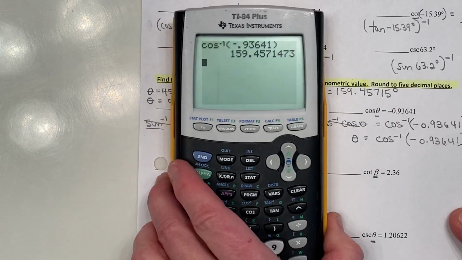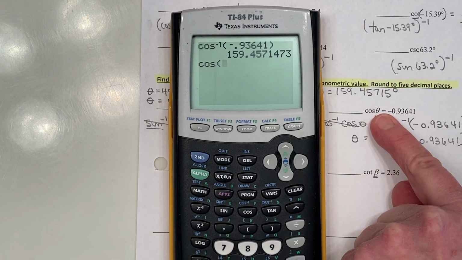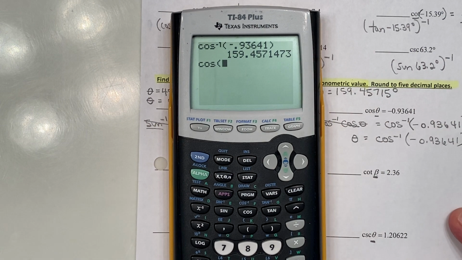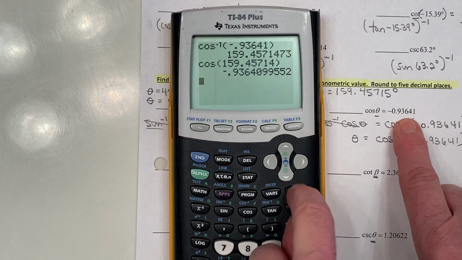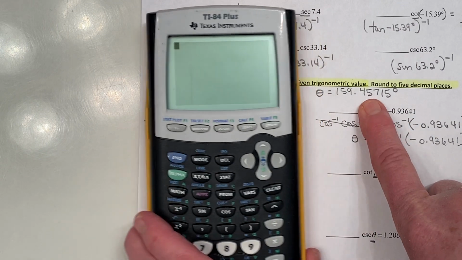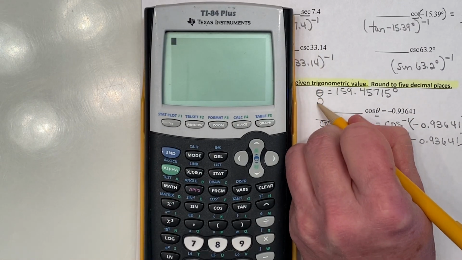I could check it real quick by hitting cosine. If theta was this angle measure, I could check it real quick. I'd probably go back up and pull the answer down. That would have been probably smart. Oh well. I'm in degree mode. Yes, that is the trig value that I wanted. So now what do I want to do? I want the radian measure that's equivalent to this degree measure.